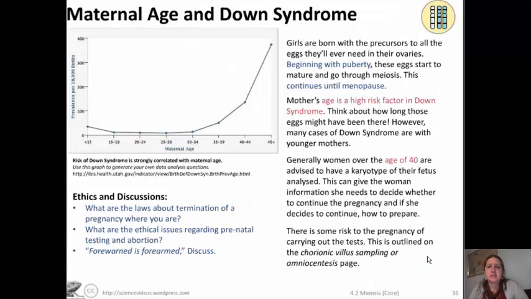All right, maternal age in Down syndrome. As women age, there are greater instances or cases of Down syndrome. So mother's age is a high risk factor in Down syndrome. It's because girls are born with precursors to all the eggs that they'll ever make. So beginning with puberty, these eggs start to mature, and this continues until menopause. Okay, some of those eggs, the older they are, have been there all their life. So the division may not happen correctly.